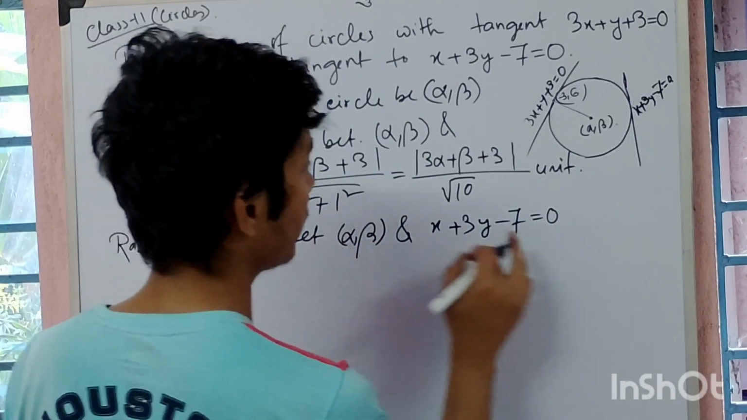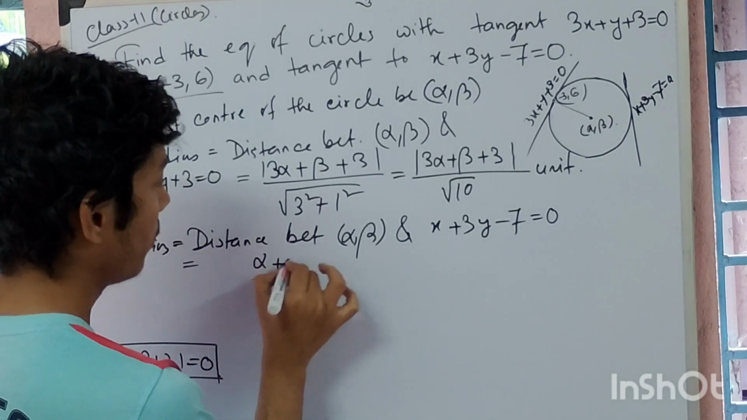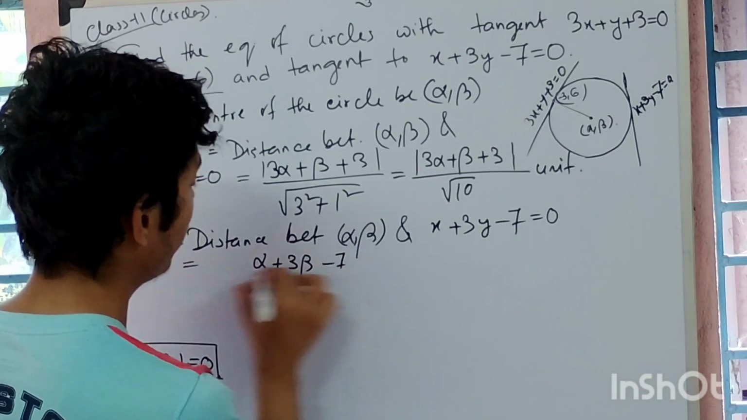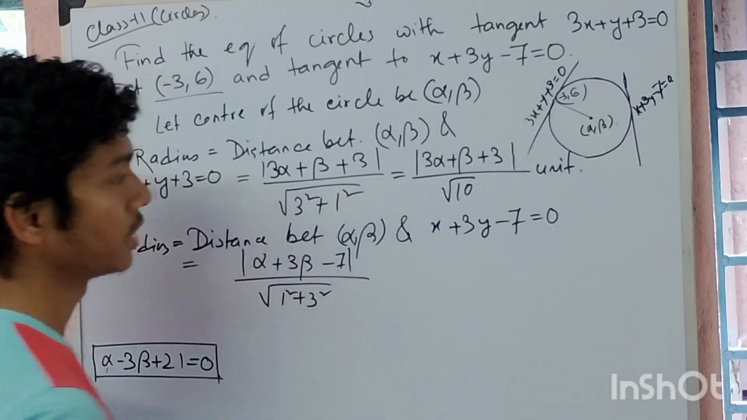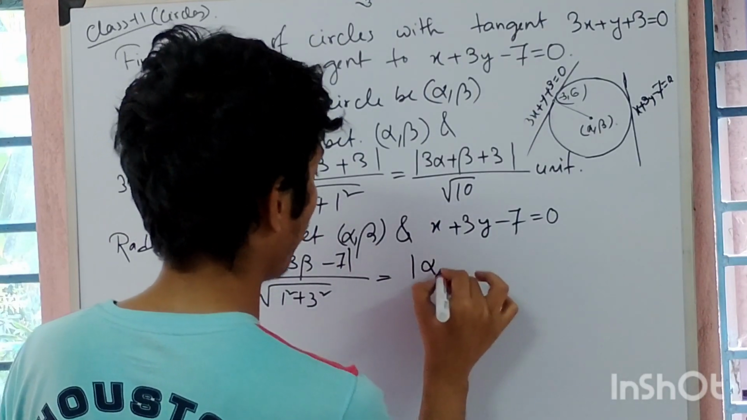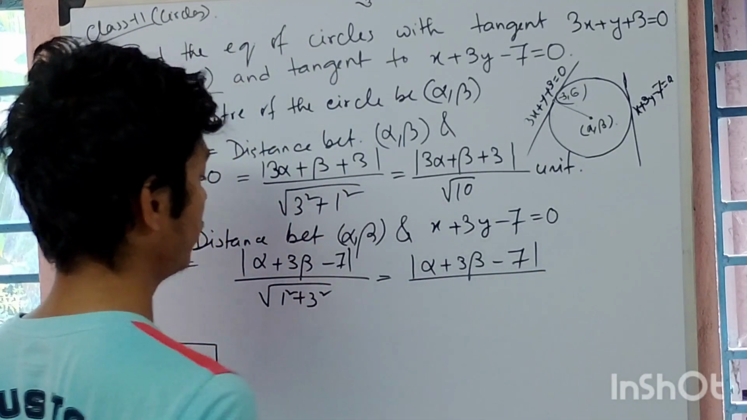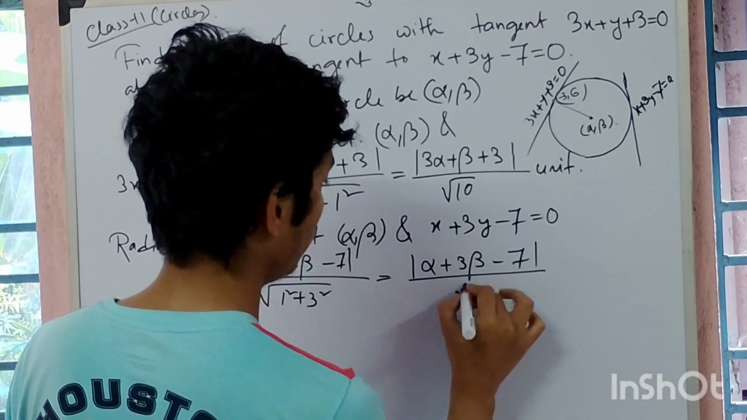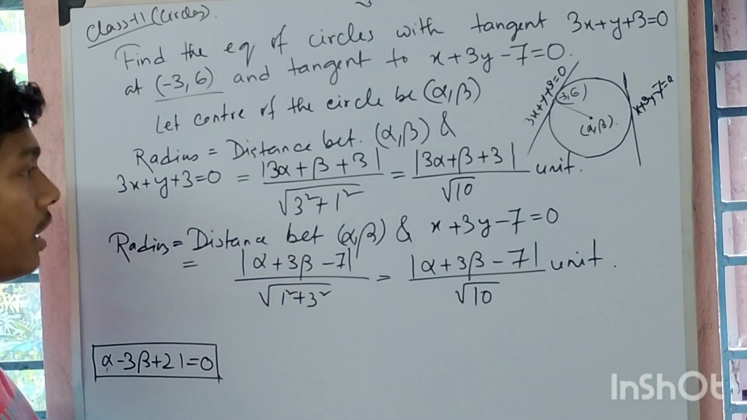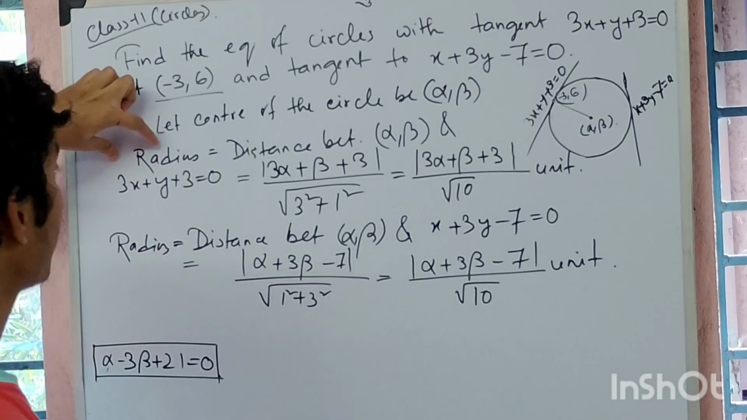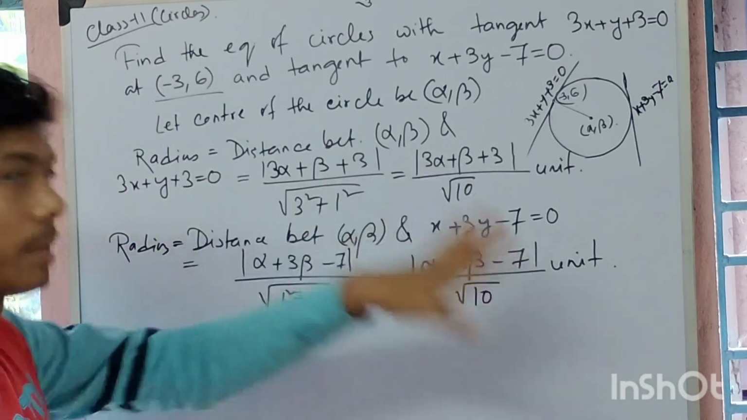The distance between this point and this line, by the formula, is the modulus of (alpha + 3 beta - 7) divided by the square root of (1 squared + 3 squared), which is the square root of 10. Now look at this. This is also a radius and this is also a radius; these two are the radii of the same circle.